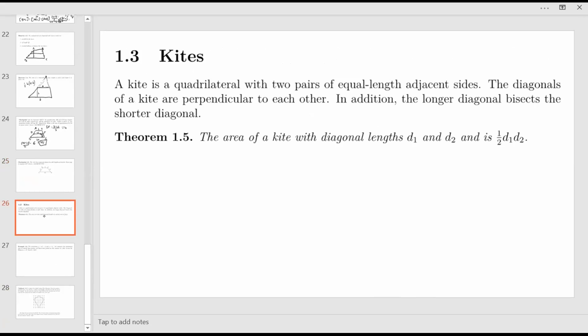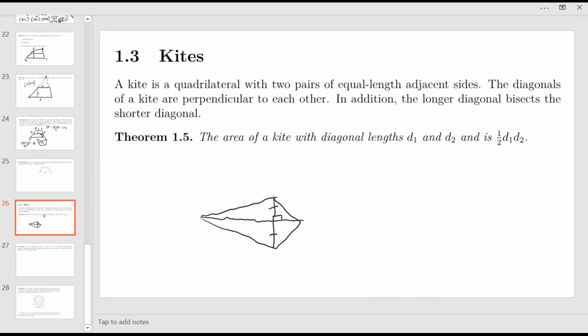Okay, finally, our last special quadrilateral is called a kite. So a kite is basically just a quadrilateral with two pairs of equal length adjacent sides. If we draw it out, it'll look something like this. Similar to a rhombus, its diagonals are perpendicular to each other. And this longer diagonal bisects the smaller diagonal. So this length is equal to this length.